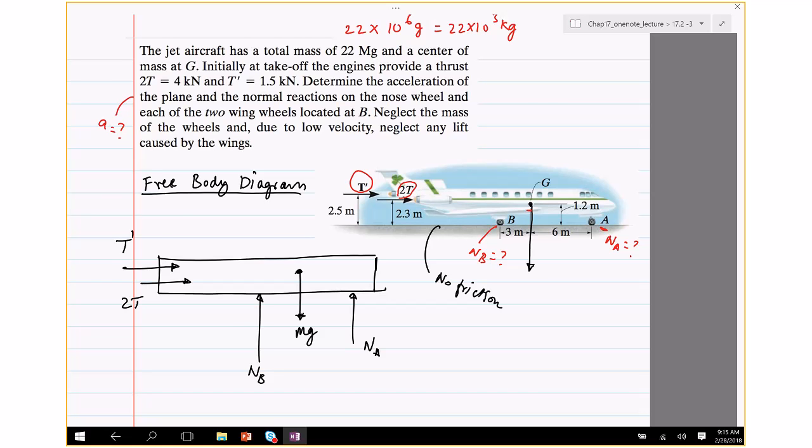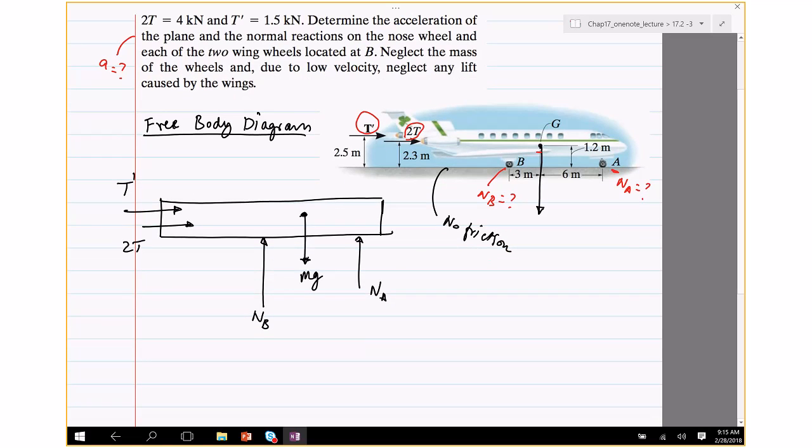Okay, so I think we're all set to write the equations. I'm just going to complete this by drawing the distances, so it becomes easy to take moments. 6 meters. It's 2.3. Oh, it's from the ground. My bad.